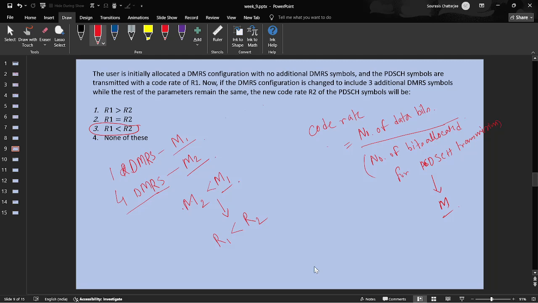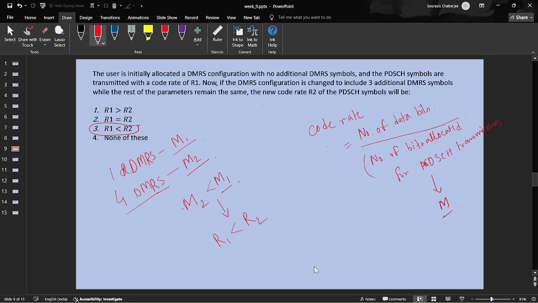The important thing here is that we are only focusing on the DMRS configuration, that is, the number of DMRS symbols involved, while the rest of the parameters we are assuming to be the same. That means your channel information quality, SNR and code rate, everything is fixed. It's just a comparison between transmitting more DMRS symbols and fewer DMRS symbols.